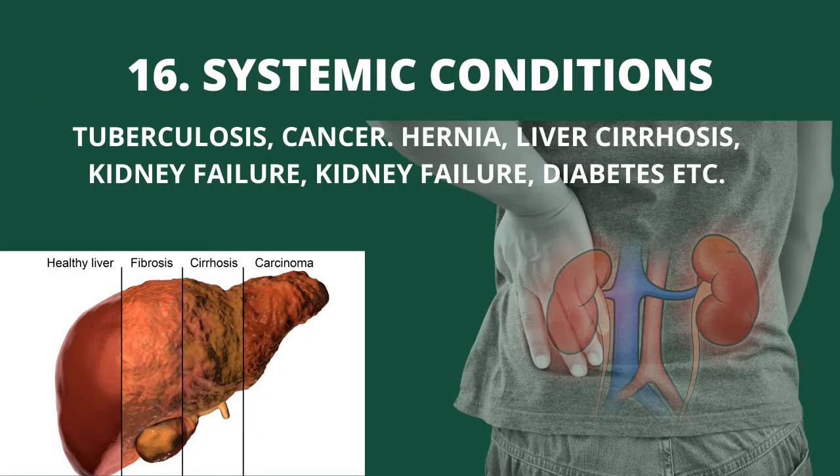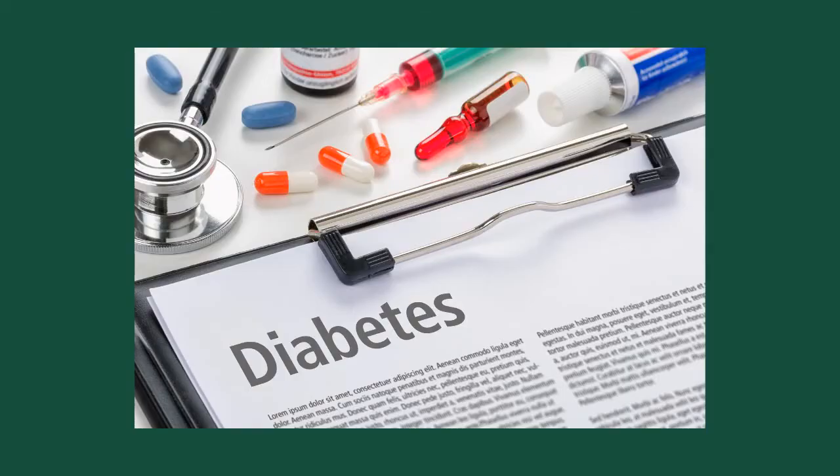Cause number 16 is systemic conditions. These account for less than 1% of the cases. Now, malodor can be associated with underlying conditions such as tuberculosis, cancer, acid reflux, hernia, cirrhosis, kidney failure, diabetes, etc. Diabetes in particular can lead to accumulation of ketones. Now, these ketone bodies have a characteristic smell. If identified early, it can help in a diagnosis of diabetes, especially type 2 diabetes.